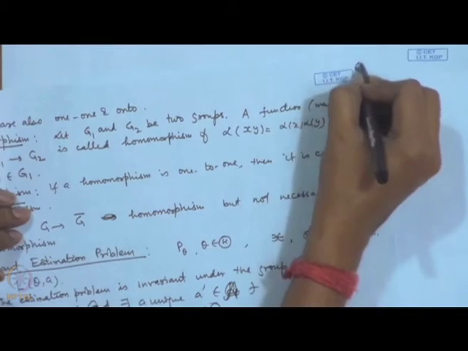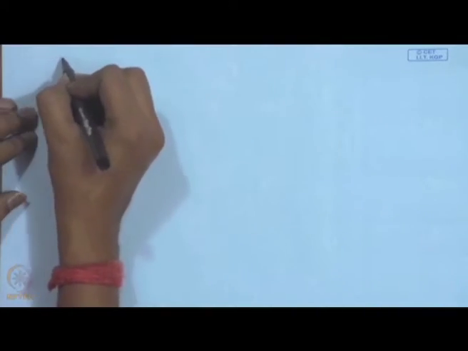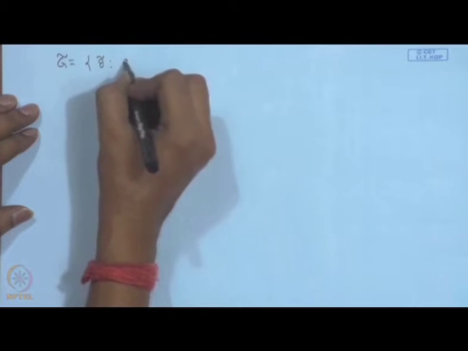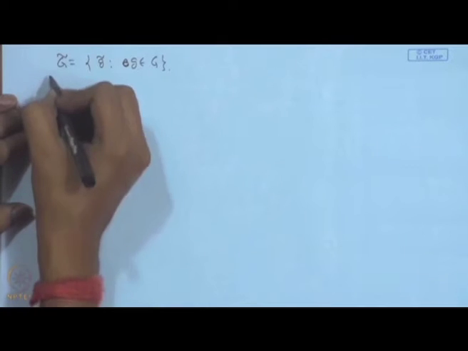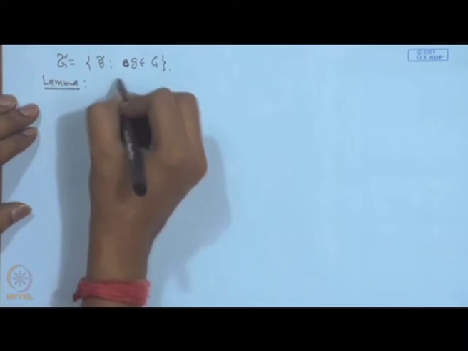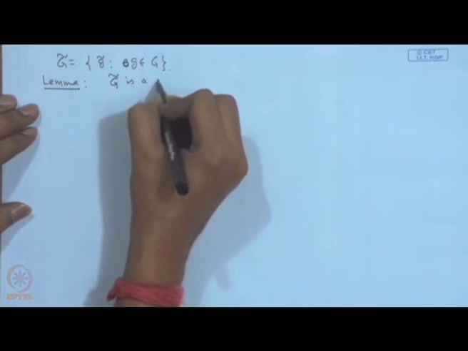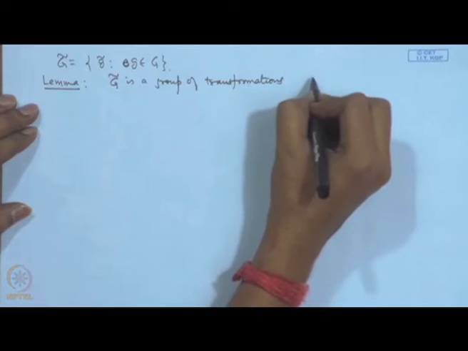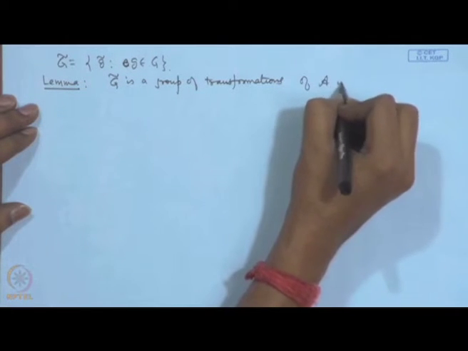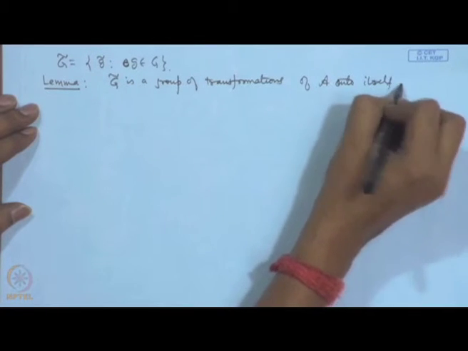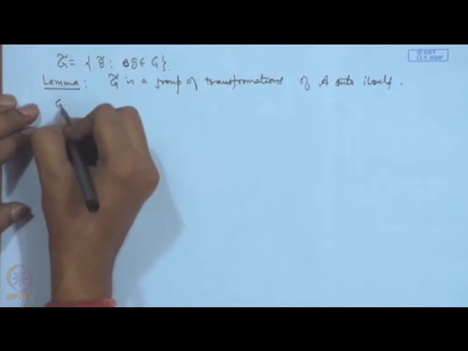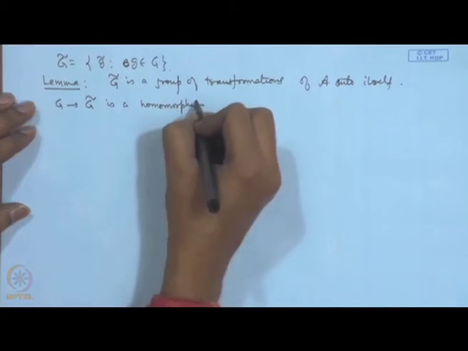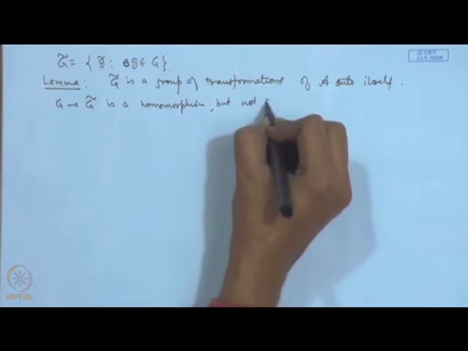So, we have introduced another group now, G tilde is the group corresponding to the group G. As before, we have that G tilde is a group of transformations of A onto itself, and once again the mapping from G to G tilde is a homomorphism, but not an isomorphism.